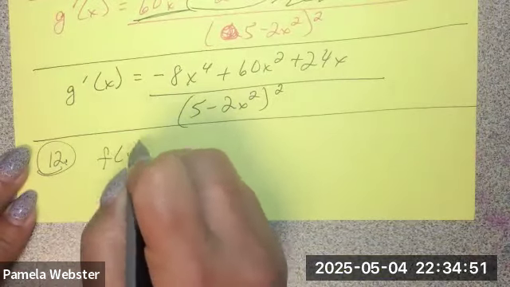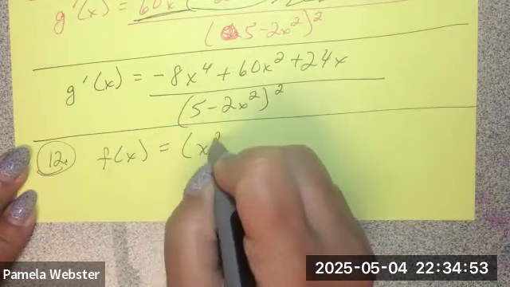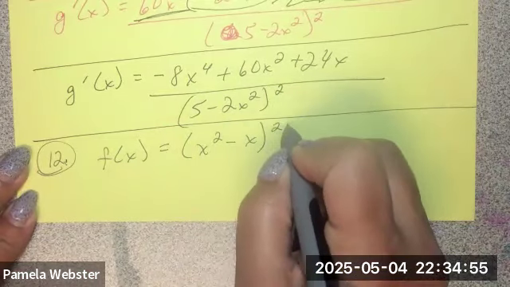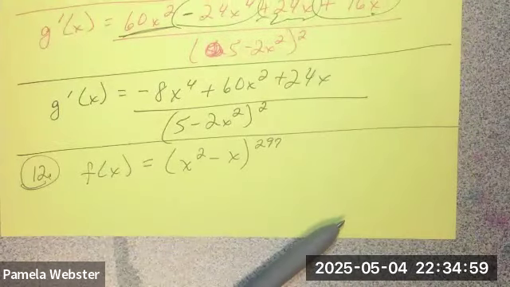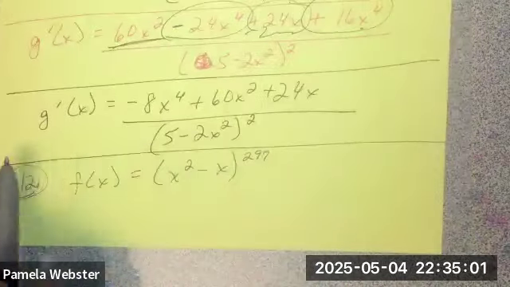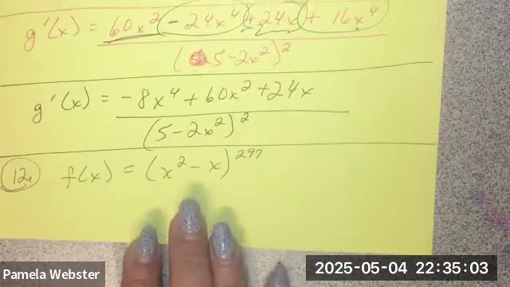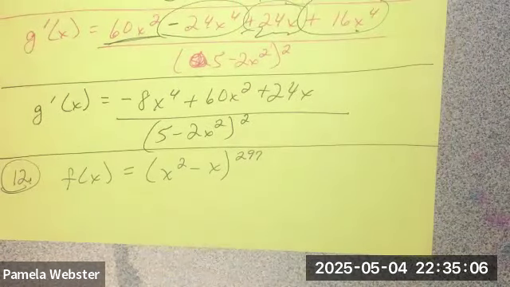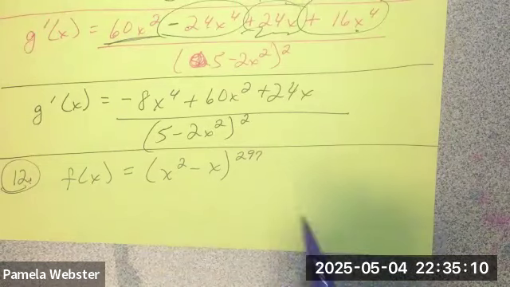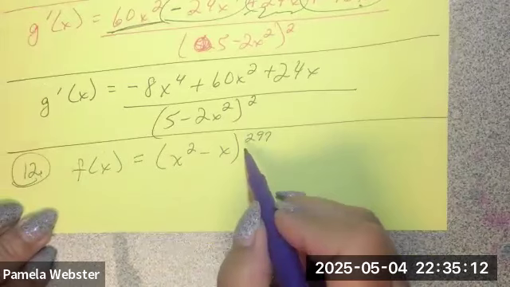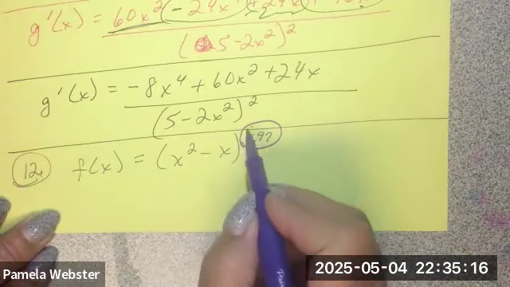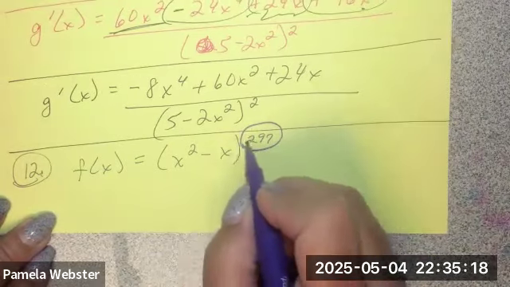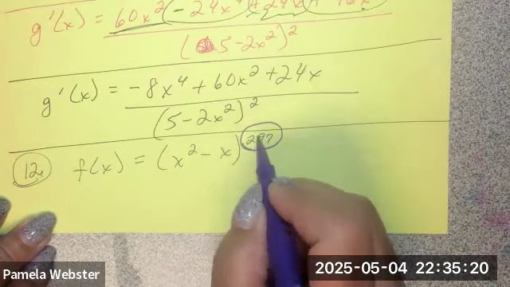F of x equals x squared minus x raised to the 297. Okay. So I gave you 297, or whoever had this test. I gave them 297 because I didn't want you trying to multiply that stuff out. I don't want you multiplying this out, and I certainly don't want you to try to multiply it out when the exponent is 297.